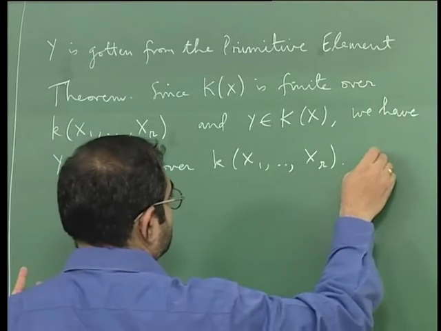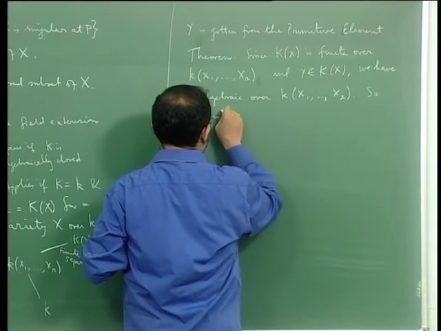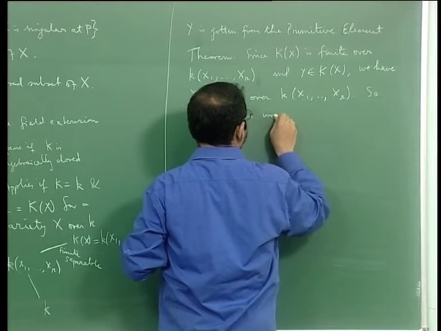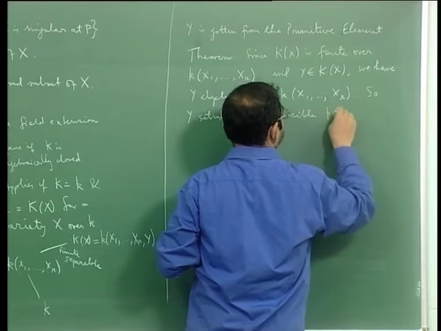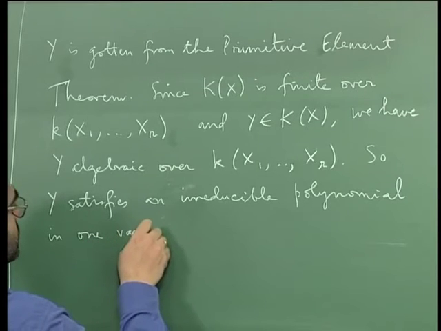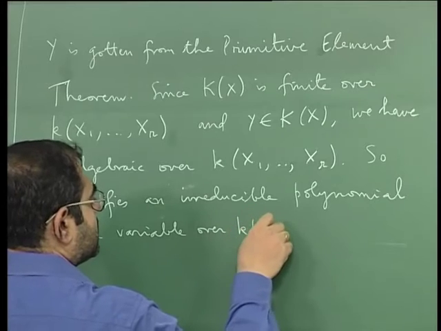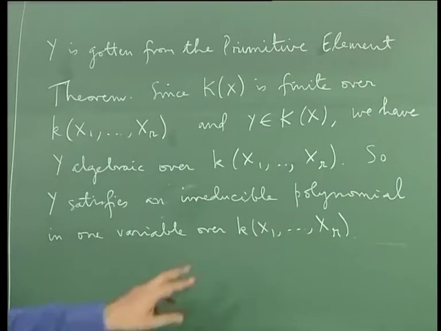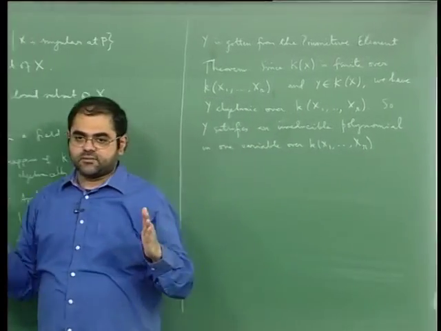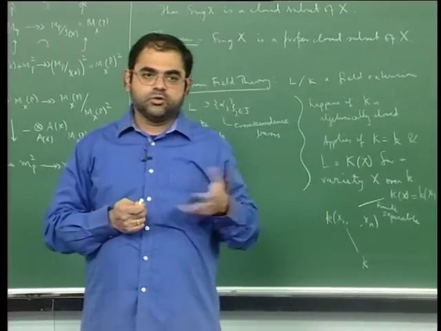So y satisfies a polynomial, an irreducible polynomial in one variable over k(x1, etcetera, xr), okay. But what are the elements of k round bracket x1 etcetera xr? They are actually quotients of polynomials in those r variables. When you put square brackets, it is the polynomial ring in r variables, but when you put round brackets, you are going to its quotient field, okay.